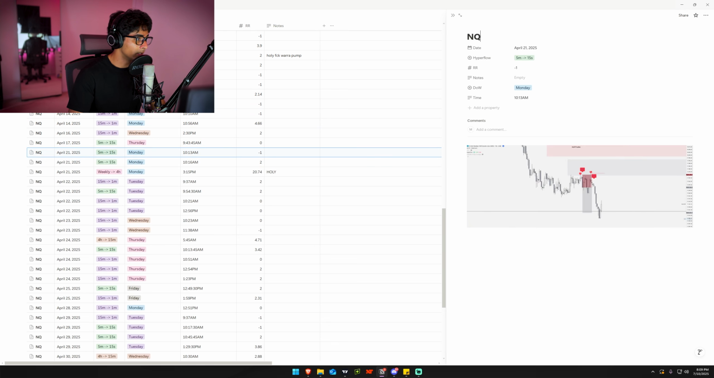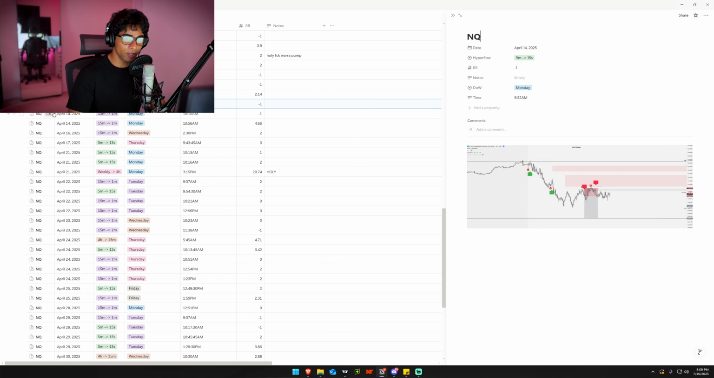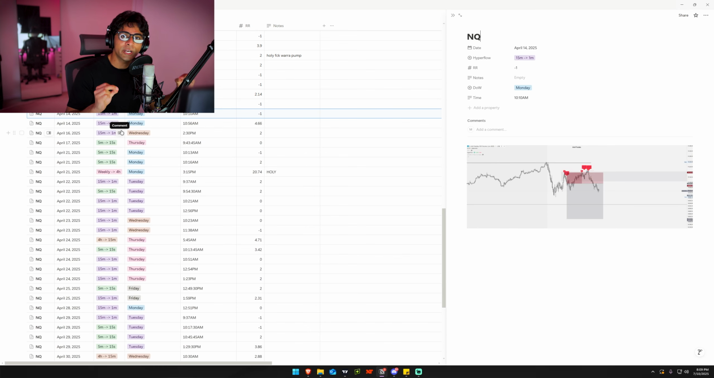A losing trade right here, a losing trade right here, another one right here. I'm not cherry picking just winners. I'm giving practical real life trades that have a bias and framework behind them. So that's HyperFlow for you.